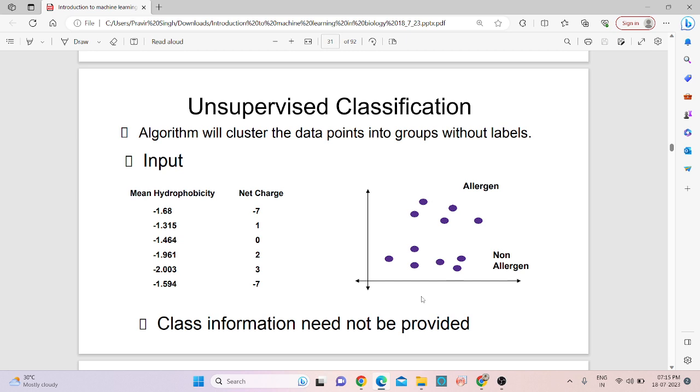So in an unsupervised algorithm, we get knowledge and structure after clustering, whereas in a supervised algorithm, we already have the class labels.